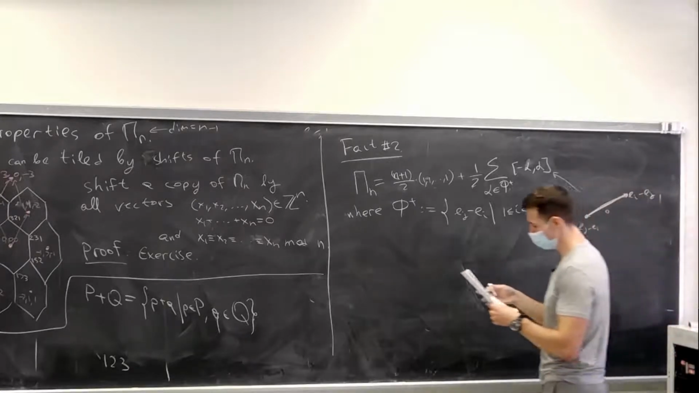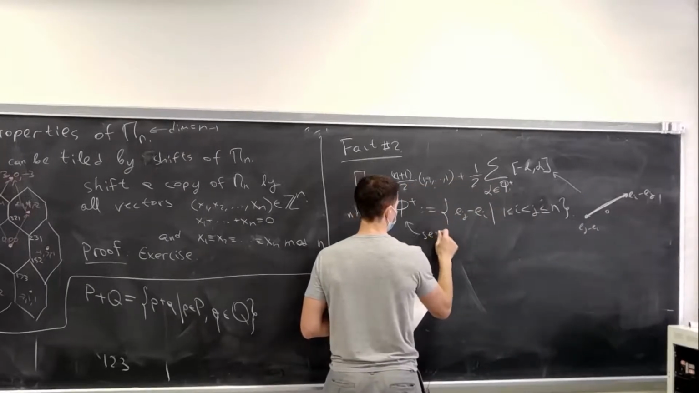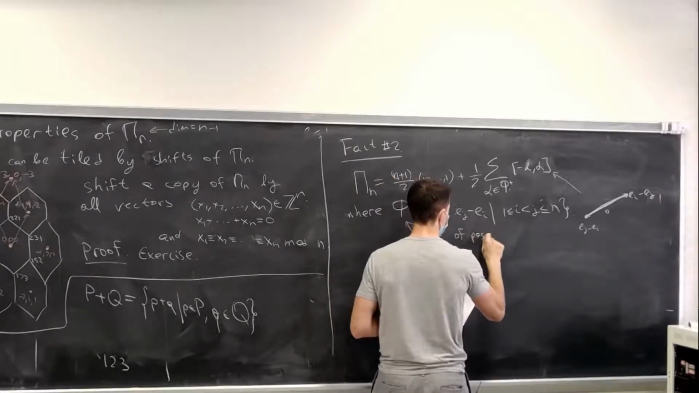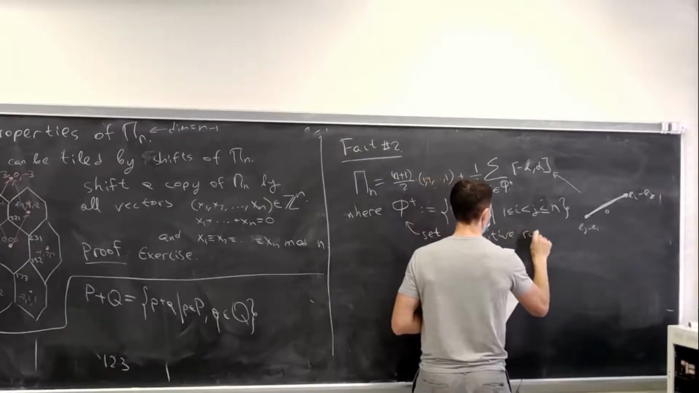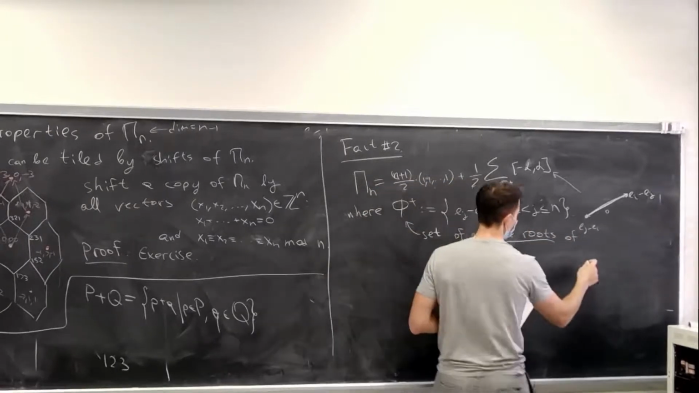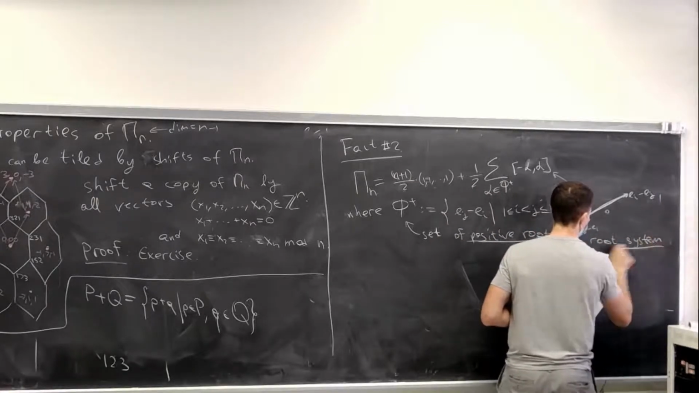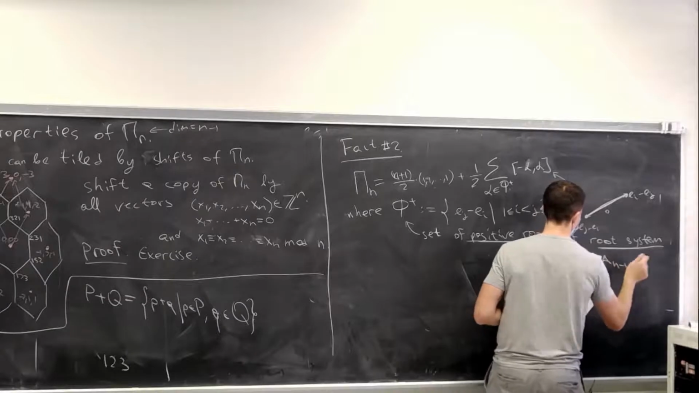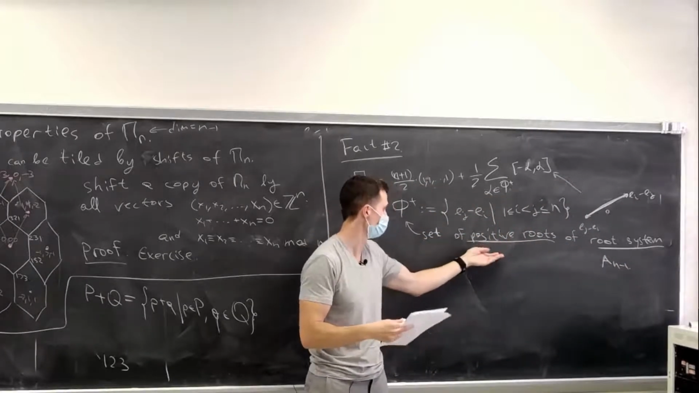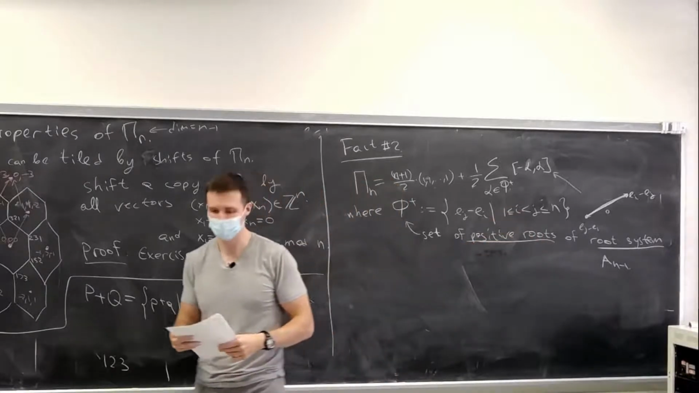And by the way, phi plus is called the set of positive roots of the root system of type A n minus 1. We're going to discuss this later, so be prepared. I'm going to define this later. So for now, you don't have to pay attention to this, but it's what it's called: the set of positive roots of A n minus 1.